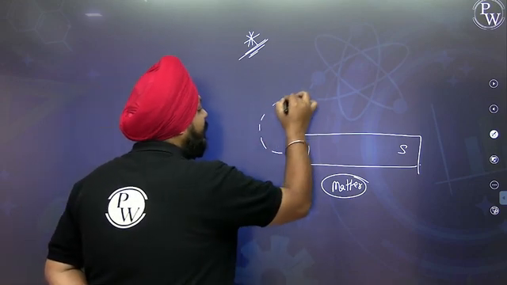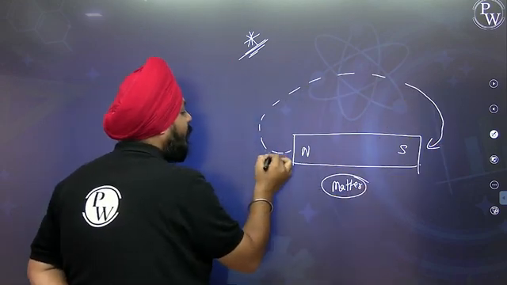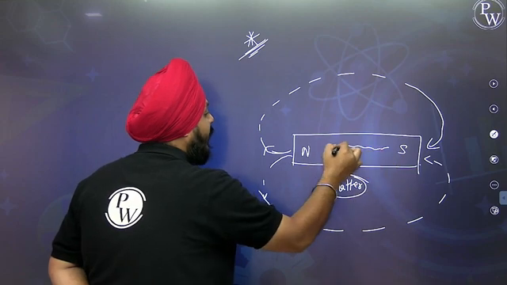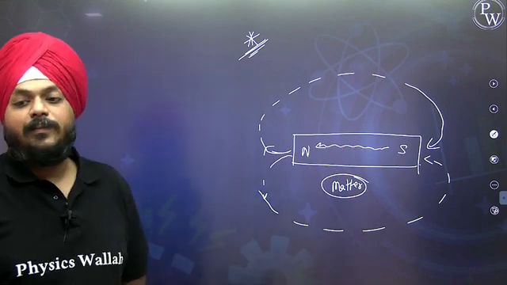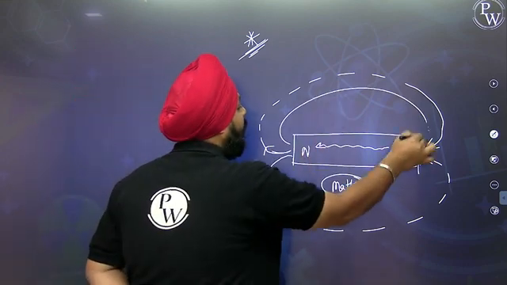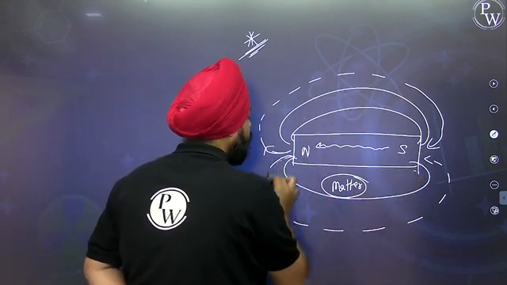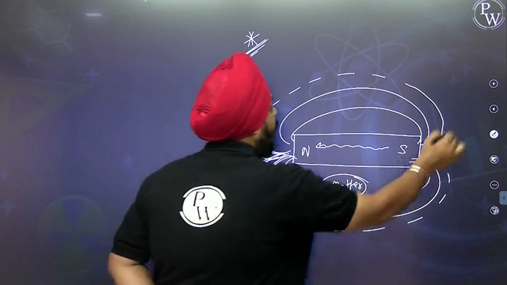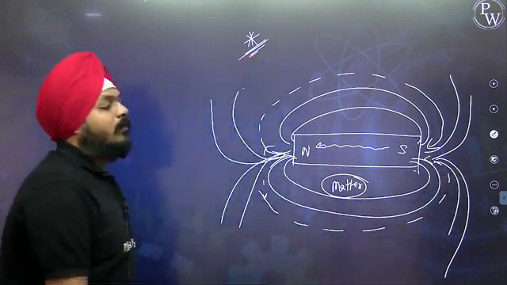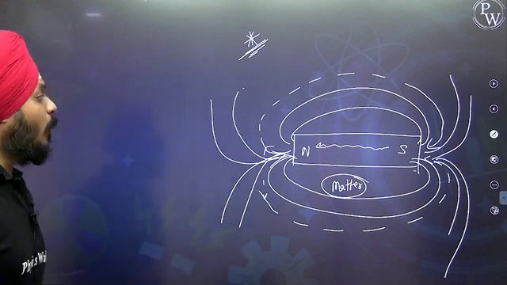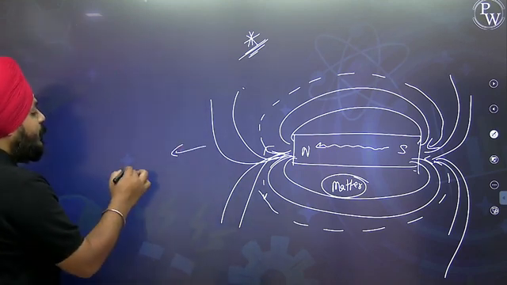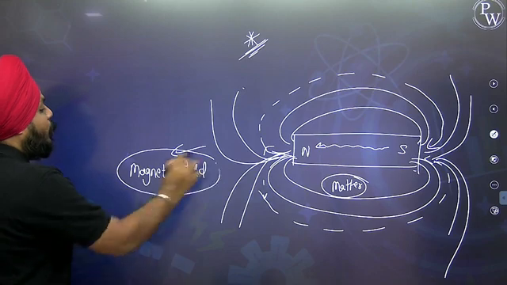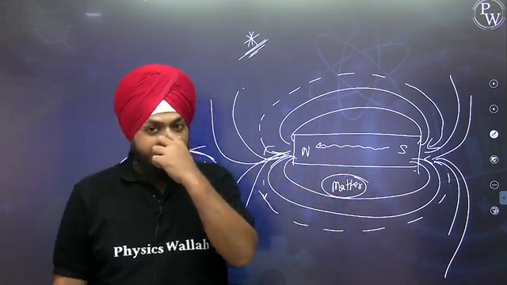Generally, it is said that the magnetic field starts from the north pole and ends at the south pole, and inside the magnet it moves on from south to north, right? This kind of depiction of the magnetic field we are having. This is a pictorial representation of the magnetic field lines, the appearance of the magnetic field nearby the bar magnet.